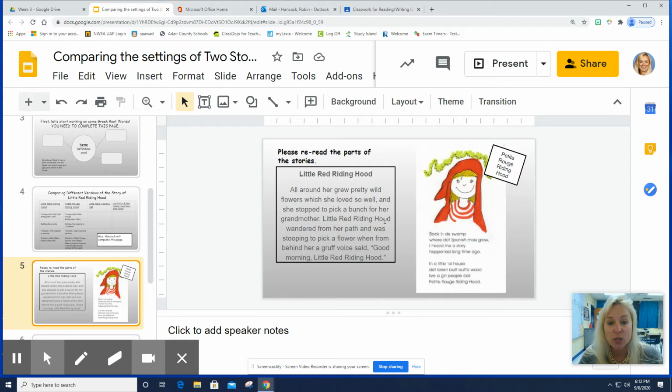Little Red Riding Hood wandered from her path and was stooping to pick a flower when from behind her a gruff voice said, "Good morning, Little Red Riding Hood."